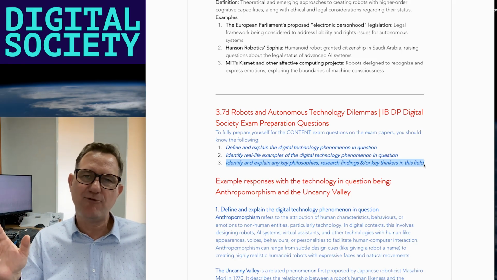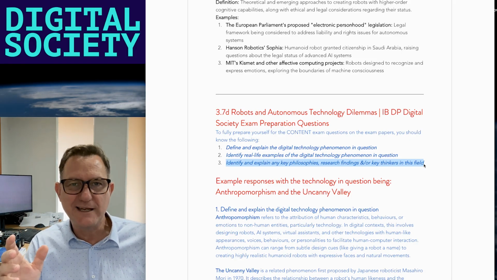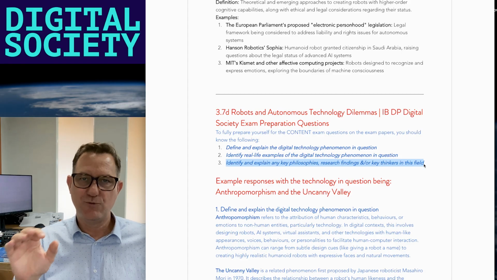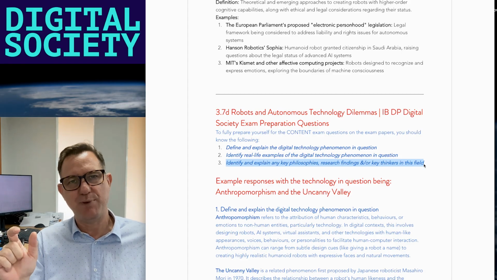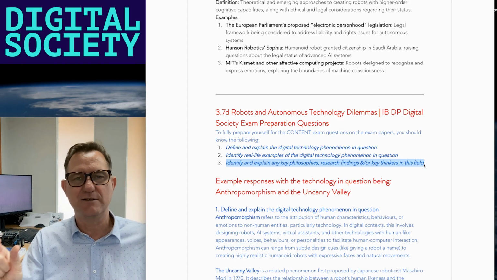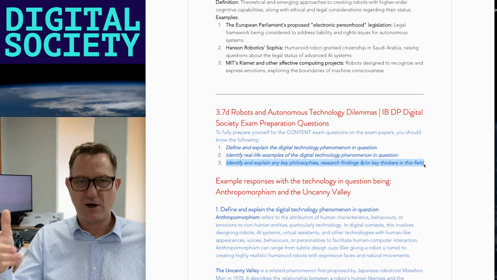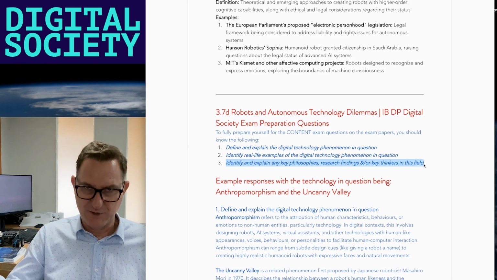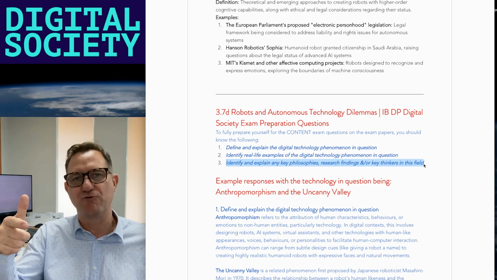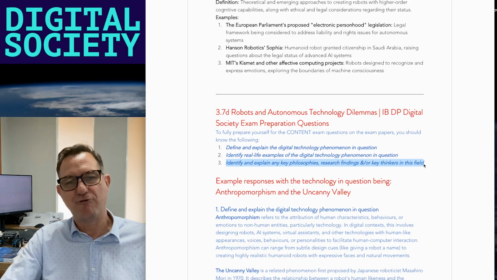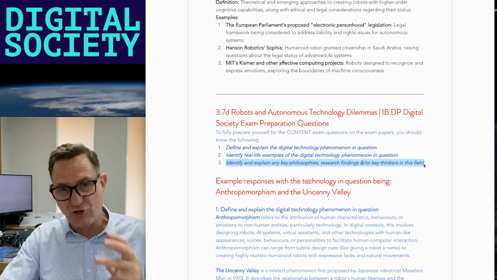Are there any key philosophies or ideas or thoughts in relation to this? And what about key people, key thinkers, key leaders as well? So this is high level thinking, and you're really going to develop a depth of knowledge if you find some answers and understand that third question.